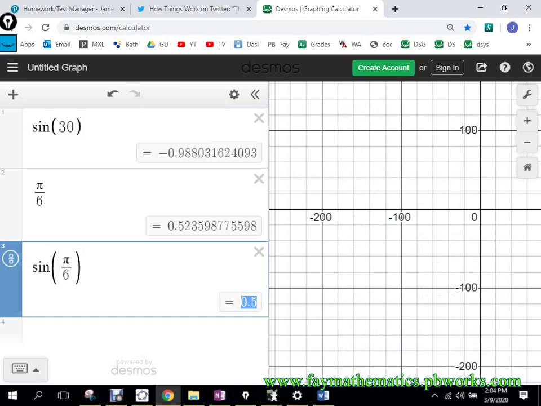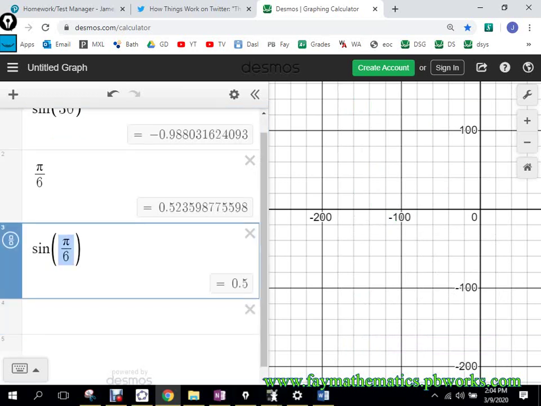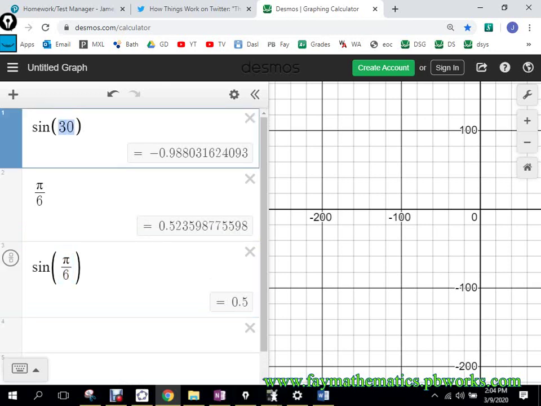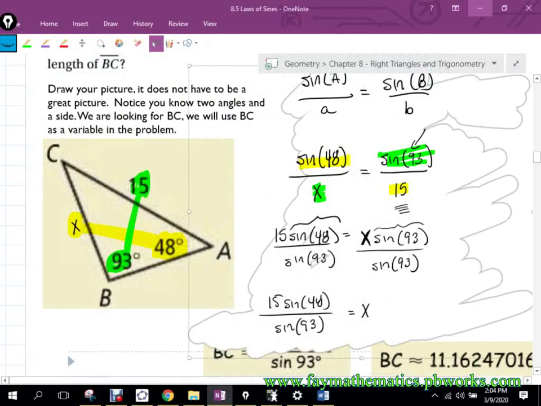And you see this number go to 0.5, right? Okay. So pi over 6 radians and 30 degrees are equivalent. And that's something that right there is like the first week and a half of trig. That's what we do in that course.